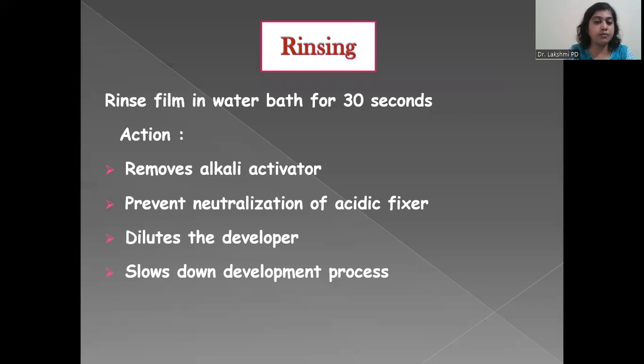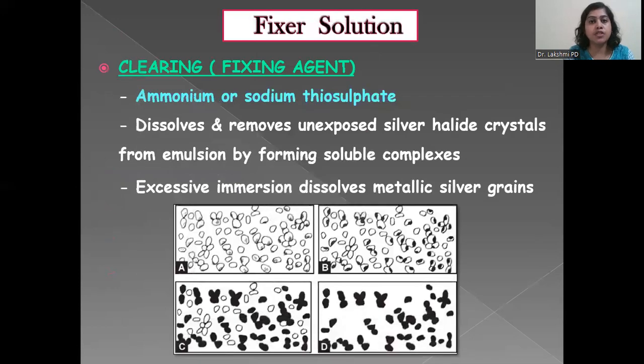Like I said earlier, it prevents neutralization of this acidic fixer because that is basically an acidic medium. So if you carry over any of the alkaline activator of your developing solution into the fixer solution, it will get neutralized. Also, it slows down the developing process, that is, any amount of developer that remains on the film should be slowed down, and the entire developing process should be slowed down.